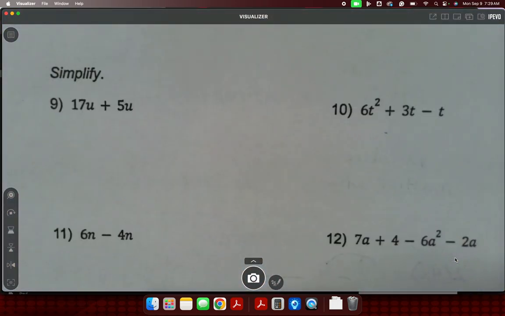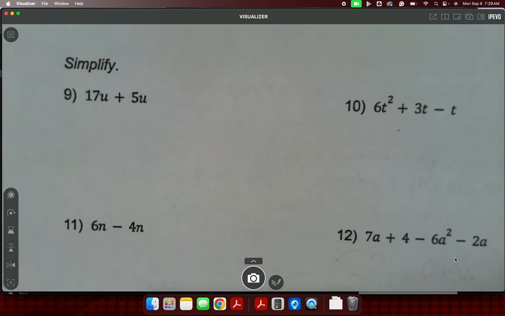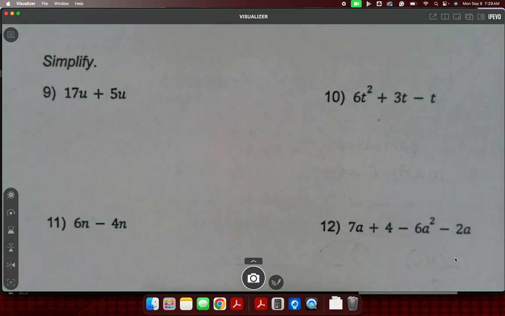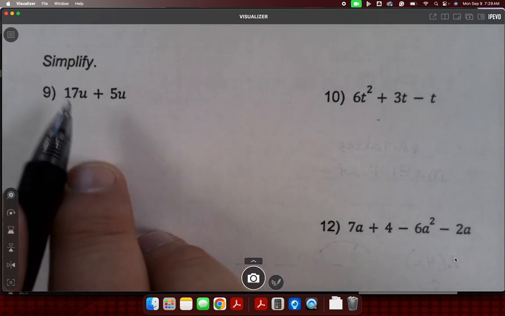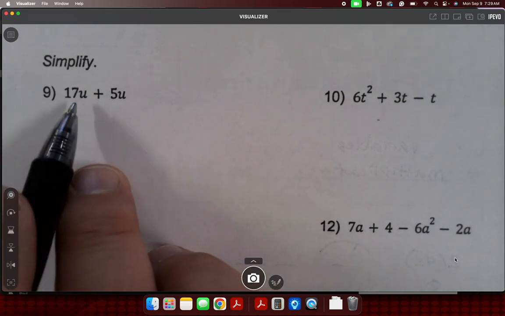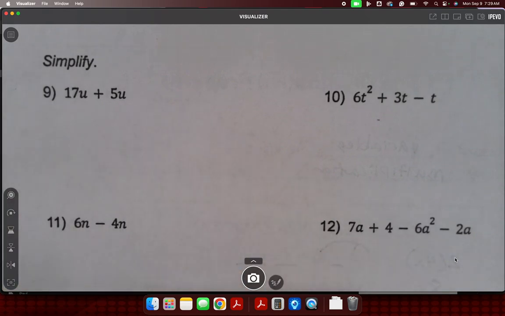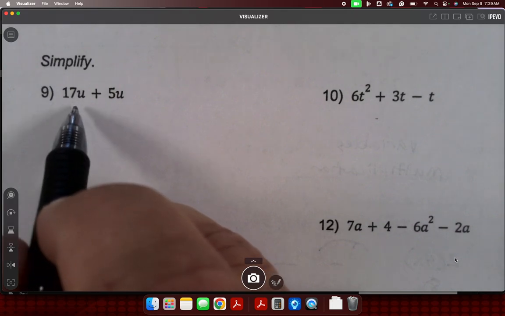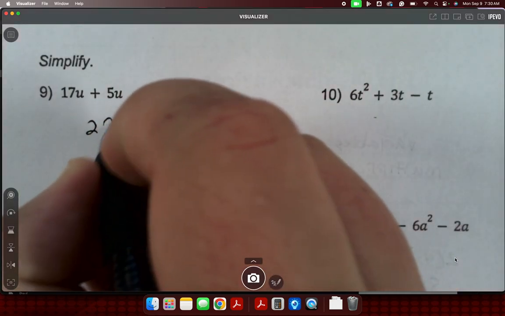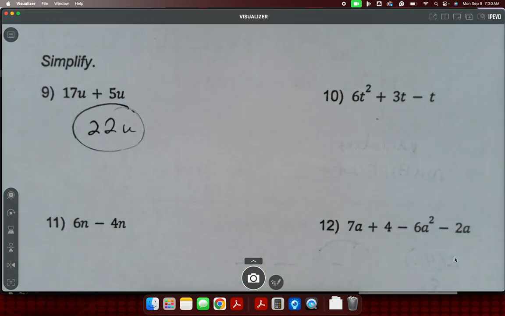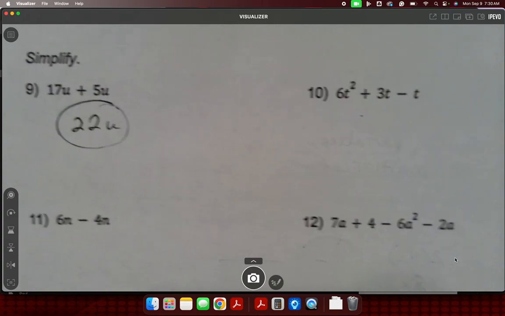Okay, now on the back, we're just talking about adding like terms. So this is not the distributive property. We finished that on the front. We're just making sure we remember how to combine like terms. So on number 9, both of these are like terms because they both have a u, and it's u to the first. There's no other power involved. So we would just say 17 u's plus 5 u's is a total of 22 u's. So things are like terms when they have the same variable and the same exponent.